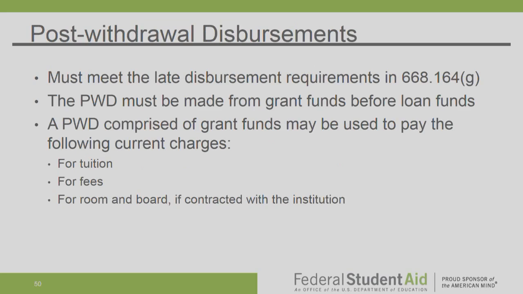For post-withdrawal disbursements, they must meet the late disbursement requirements established in 668.164(g). The post-withdrawal disbursement must be made from grant funds before loan funds. A post-withdrawal disbursement comprised of grant funds may be used to pay the following current charges, as noted on the slide, for tuition, fees, or room and board if contracted with the institution. And as we previously noted, an institution must make post-withdrawal disbursements of grant funds to student accounts within 180 days of that date of determination. And the school must disburse to the student any funds that were not disbursed to a student account no more than 45 days after that date of determination.